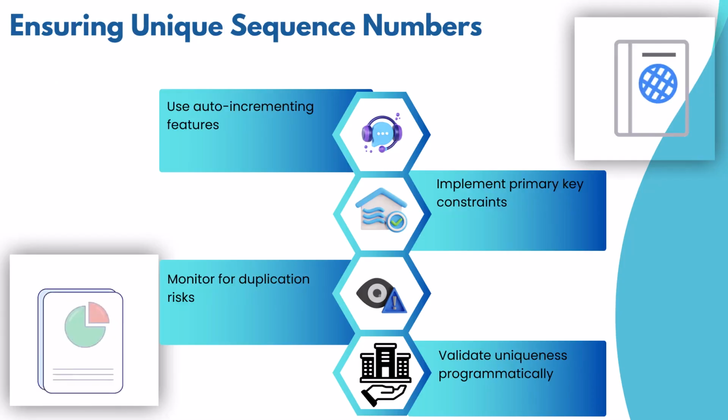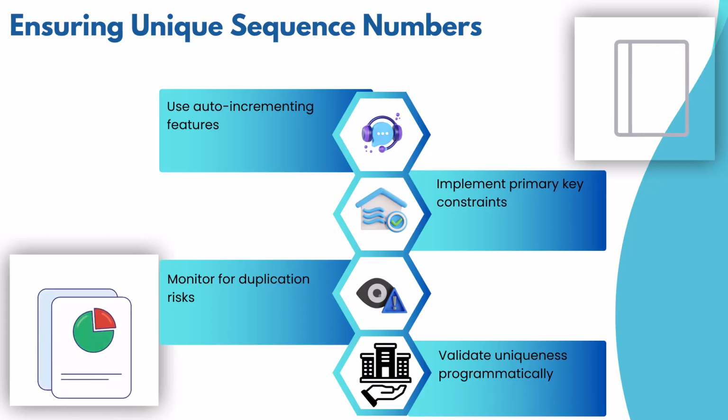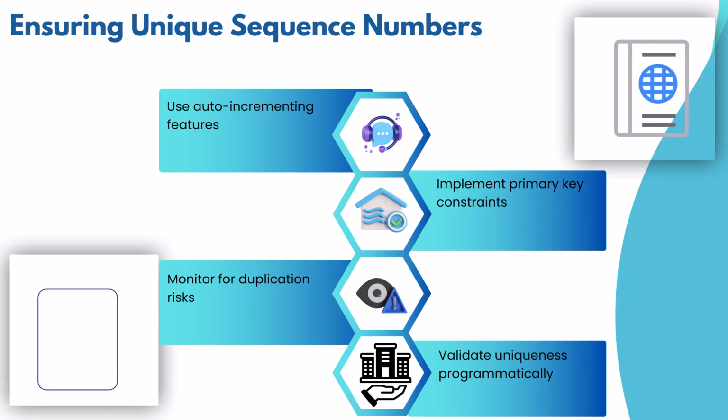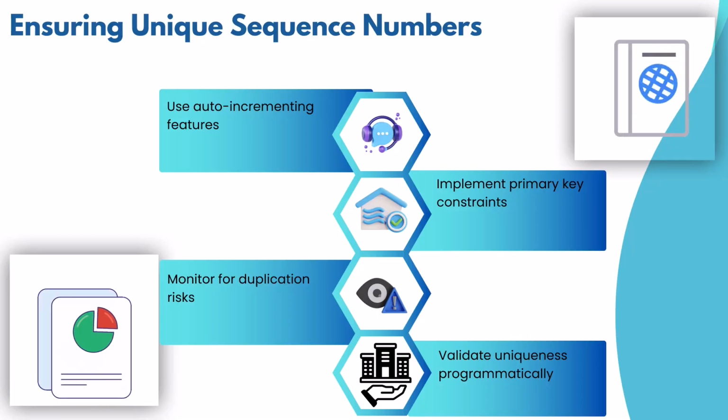The sequence numbers should be unique, like fingerprints. No two should be alike. Auto-incrementing helps, like a self-filling coffee cup. Constraints keep things strict, ensuring no duplicates sneak in. Always monitor for risks, because nothing ruins a database like accidental twins. And if all else fails, validate through smart programming. Think of it as a safety net for when everything else decides to misbehave.